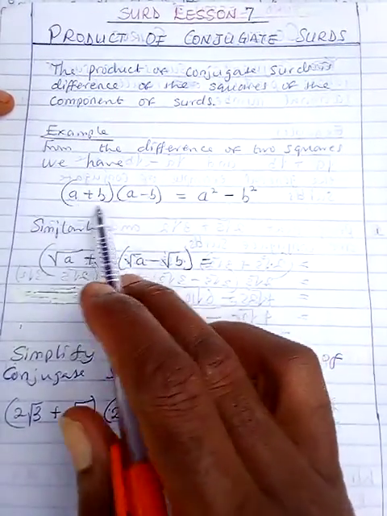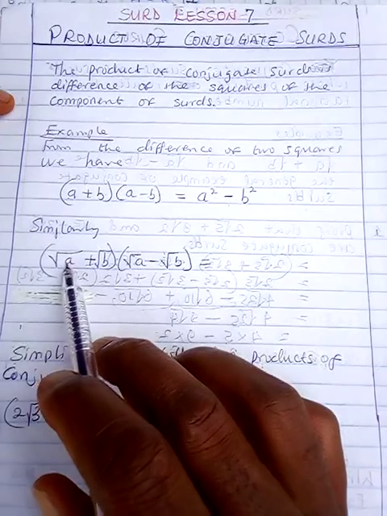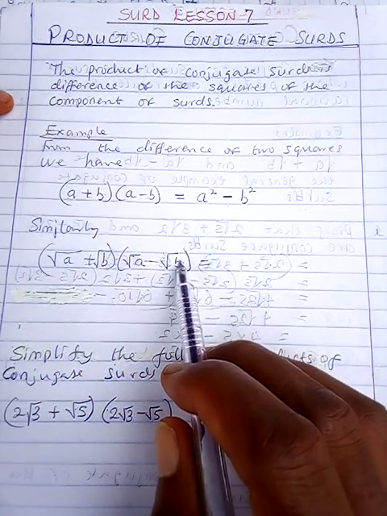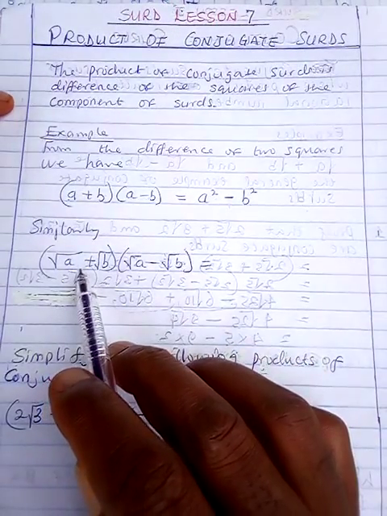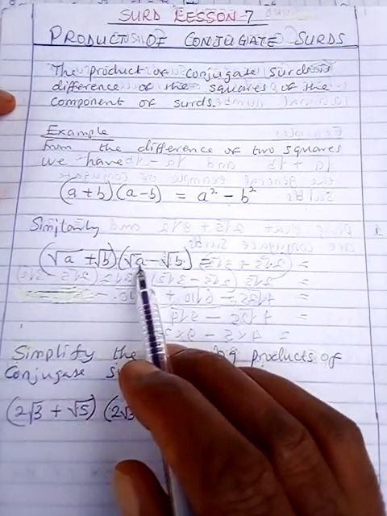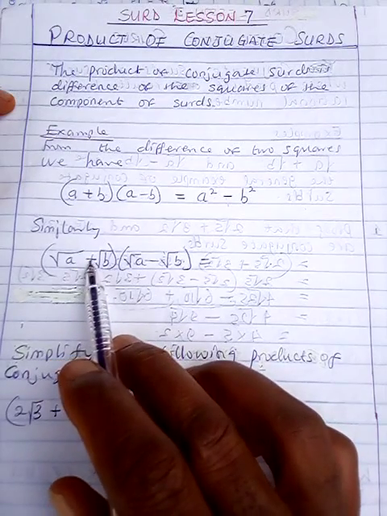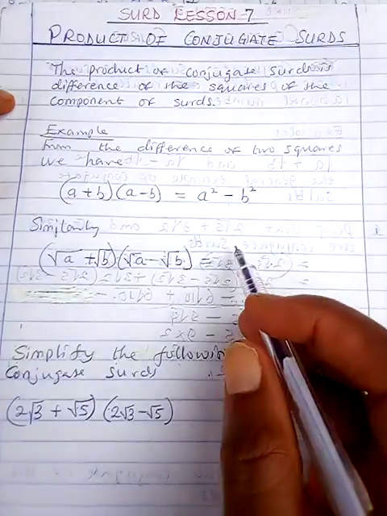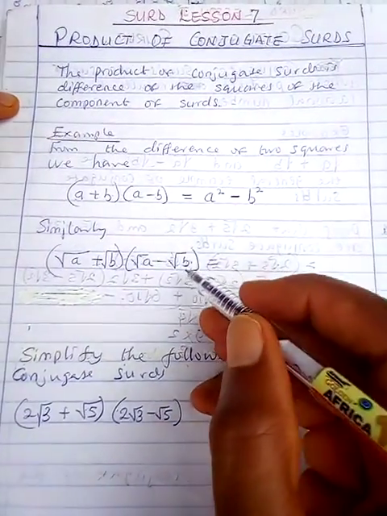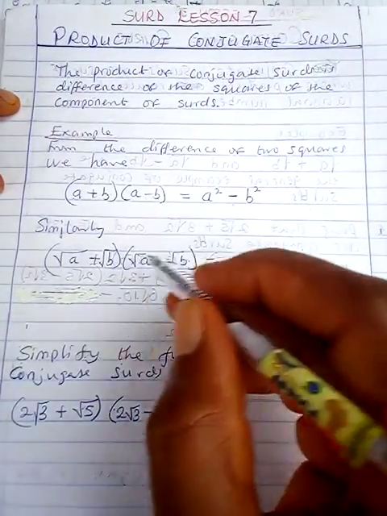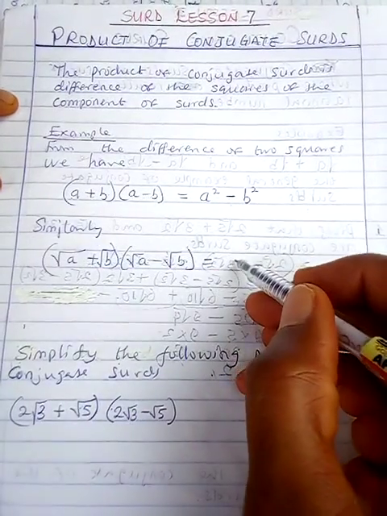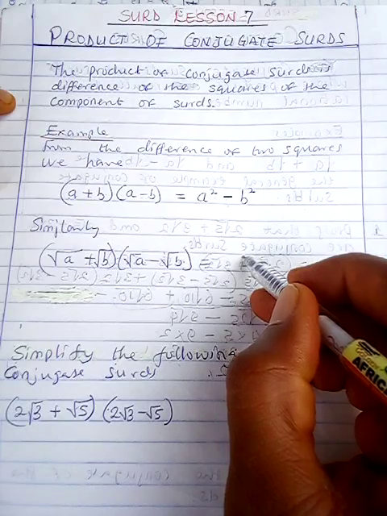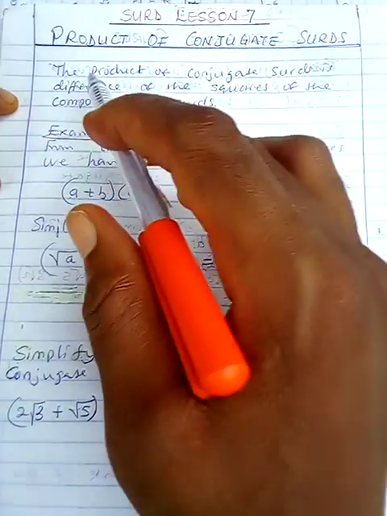Now, similarly, what if these numbers are Surd? Let us see it in Surd form now. This is Surd a plus Surd b multiplied by Surd a minus Surd b. Actually, these Surds here are conjugate Surd, because this is addition and this is subtraction. The elements remain the same. So when we have this type of Surd, how do we find our product? Of course, if we are to prove this, we are going to have this multiplied by this.